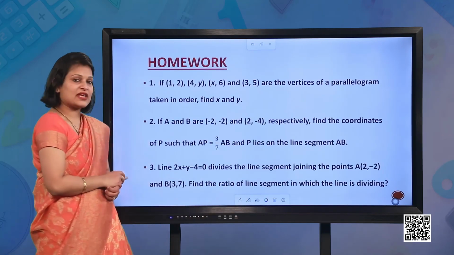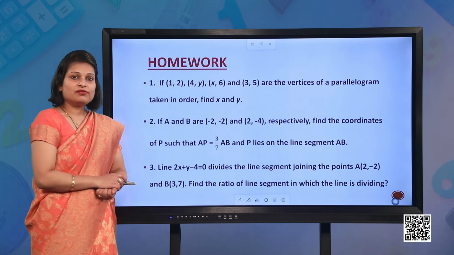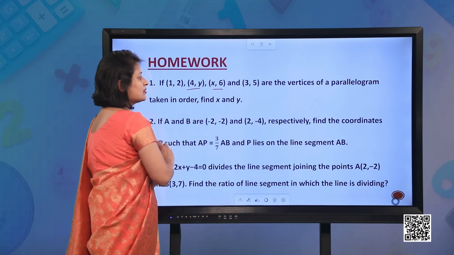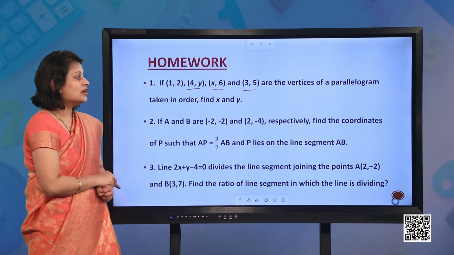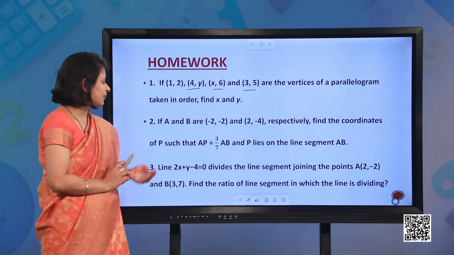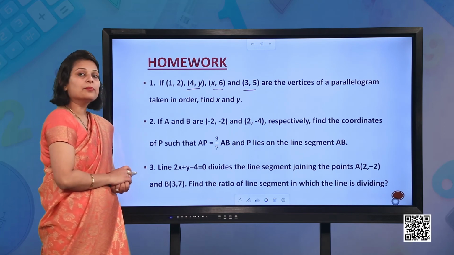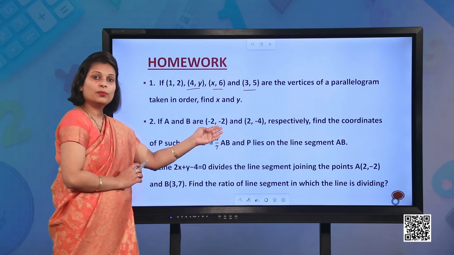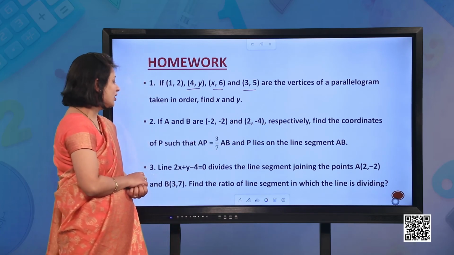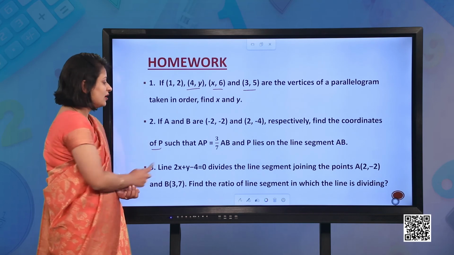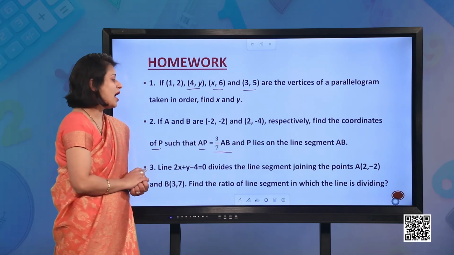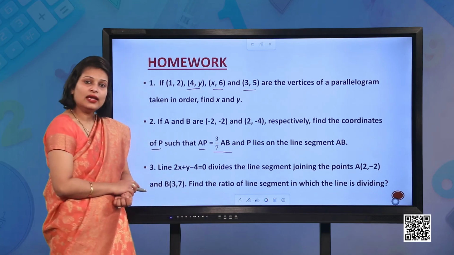Now this is your home assignment. First one, if (1, 2), (4, y), (x, 6) and (3, 5) are the vertices of a parallelogram, taken in order, find x and y. Second, if A and B are (-2, -2) and (2, -4) respectively, find the coordinates of P such that AP is equal to 3/7 of AB and P lies on the line segment AB.